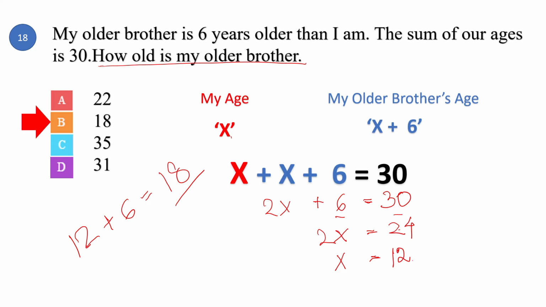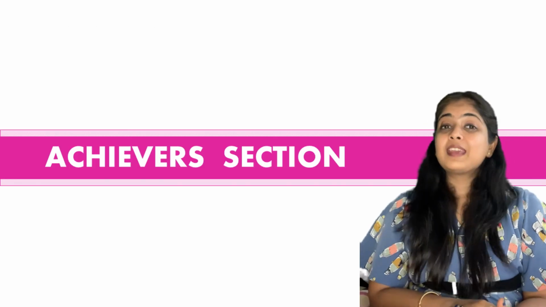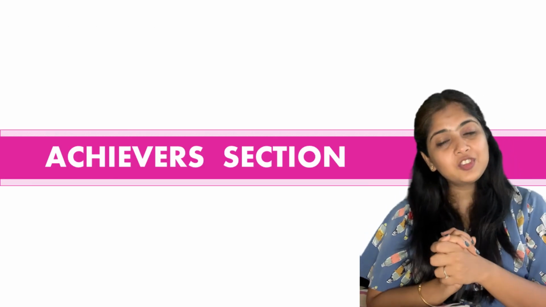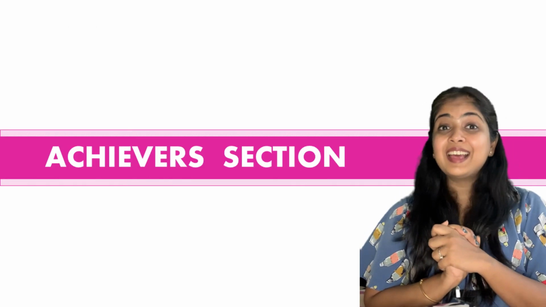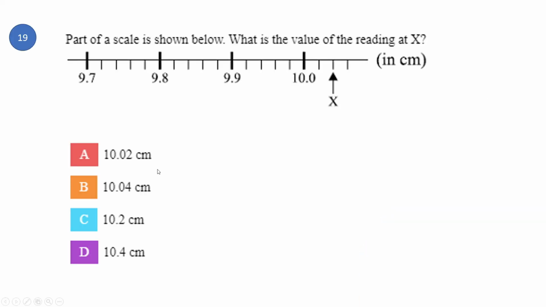With this, we come to the end of the everyday mathematics section. And finally, a few questions from the achiever section. Let's see how it goes. The first question here is, part of a scale is shown below. What is the value of reading at X? Here is your question. Find your answer.